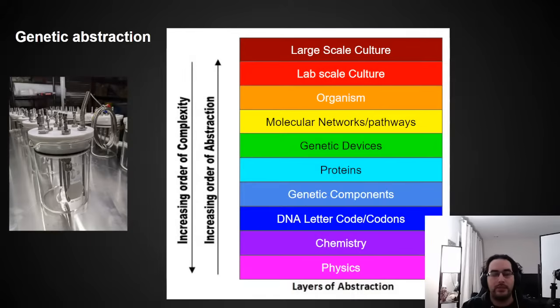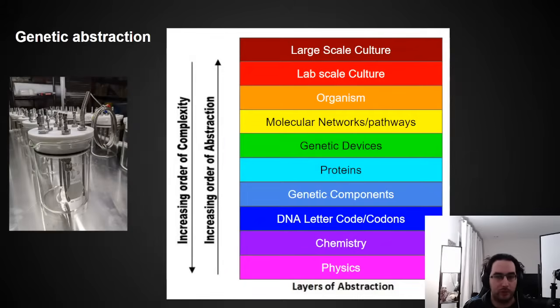But where genetics is different compared to a computer: with a computer, you can write Python code and not have any idea how transistors work. With genetics, you do not have that luxury. You need to know every single level. You need to know how the organism works.